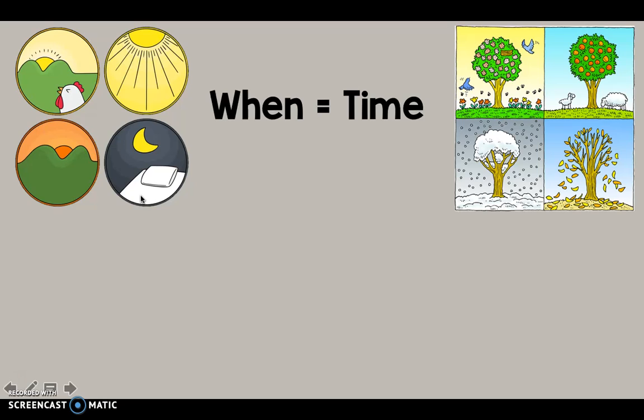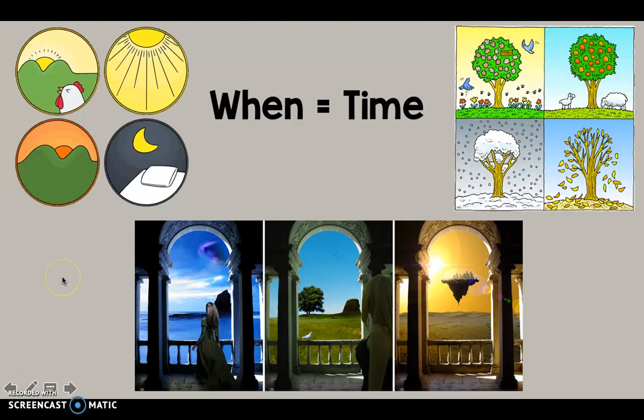Another way to describe the time would be what time of year the story happened. Did it happen in the springtime? You see, this is the same tree in all parts of the year, but different things are happening. So, in the springtime, this tree is blossoming with flowers. In the summer, it grows its fruit. In the fall, all the leaves fall off. And in the winter, it's covered with snow. To describe time is, when in time did it happen?